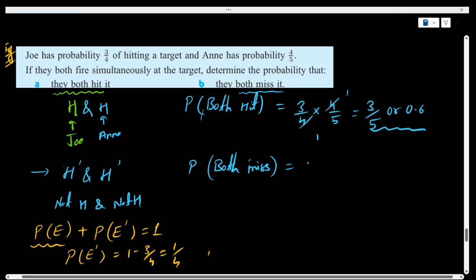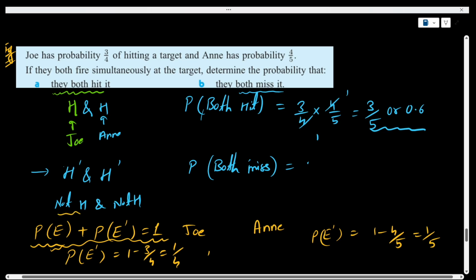And similarly, this is for Joe, right? Now for Annie, she is hitting the target with probability 4 by 5, so missing the target is going to be 1 minus 4 by 5, which is 1 by 5. That's why I was telling you this rule is also very important. Whatever rule I'm telling you, you need to remember. It will be helpful to solve the question. Now they both miss the target means not hit and not hit. Again, there is an AND rule. That means you need to multiply their probabilities. So 1 by 4 times 1 by 5 is going to be 1 by 20, right? So you are getting the probability as 1 by 20.